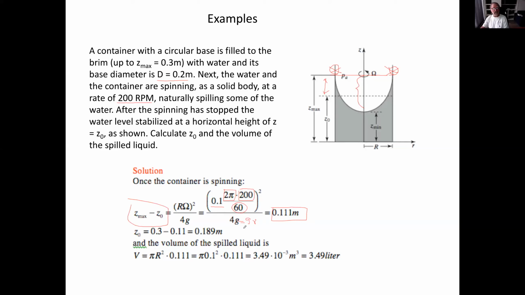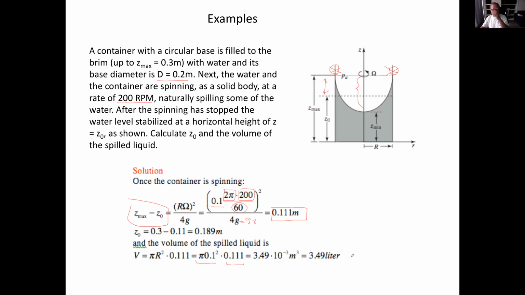So Z0 is simply 0.3, which is 30 centimeters, minus 0.11, which gives 0.189 meter. And the volume of the spilled water is pi R squared multiplied by this quantity, 0.111. So here you go, pi R squared, R is 0.1, times this height, 4.5 liters lost.